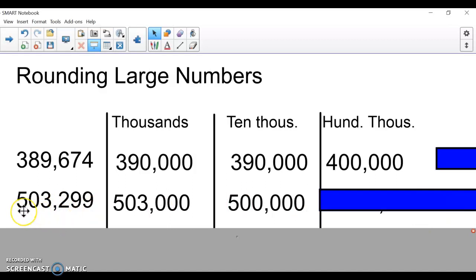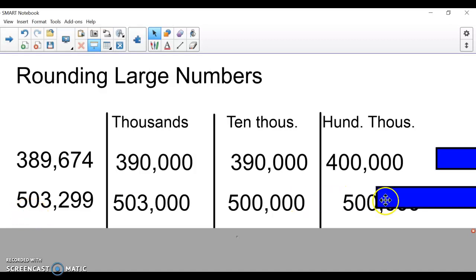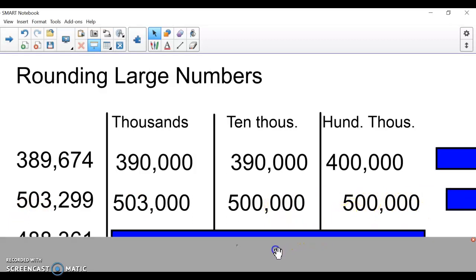That 5 is either going to stay a 5 or go up to a 6. Let's look next door. It's a 0. Well, that 0 means that this 5 just stays. 4 or less, let it rest. Once again, we have the same, so this is 500,000.